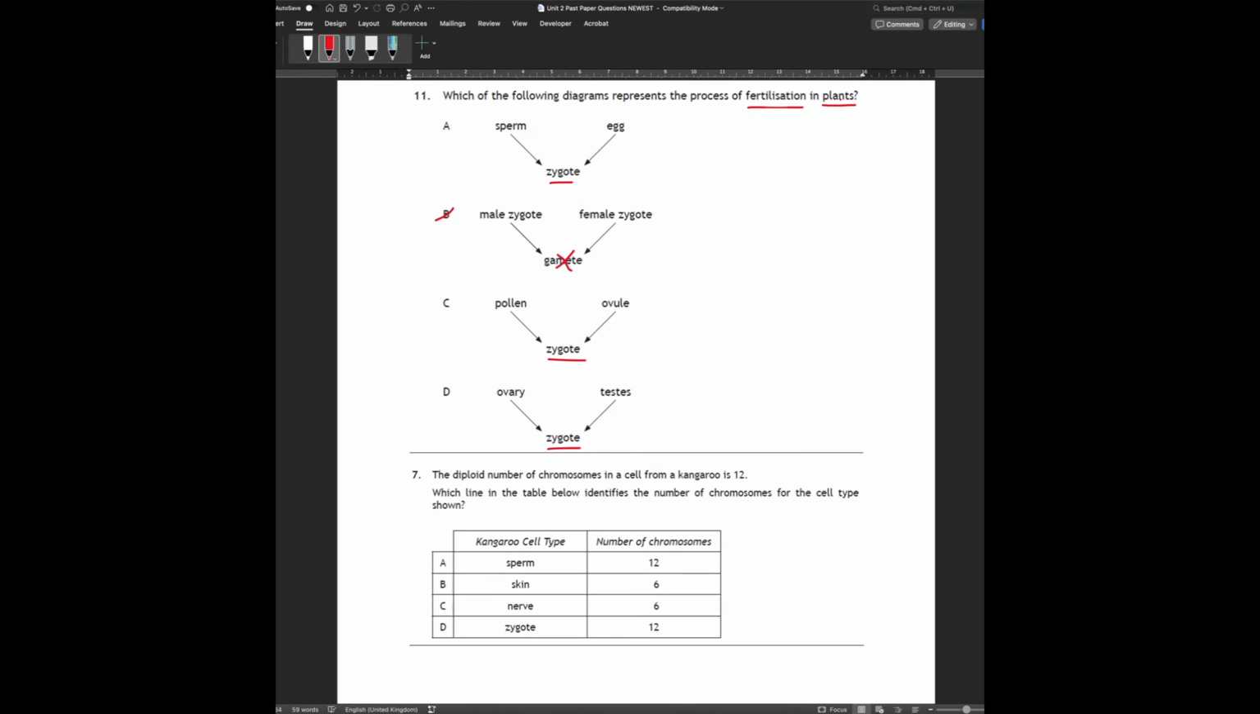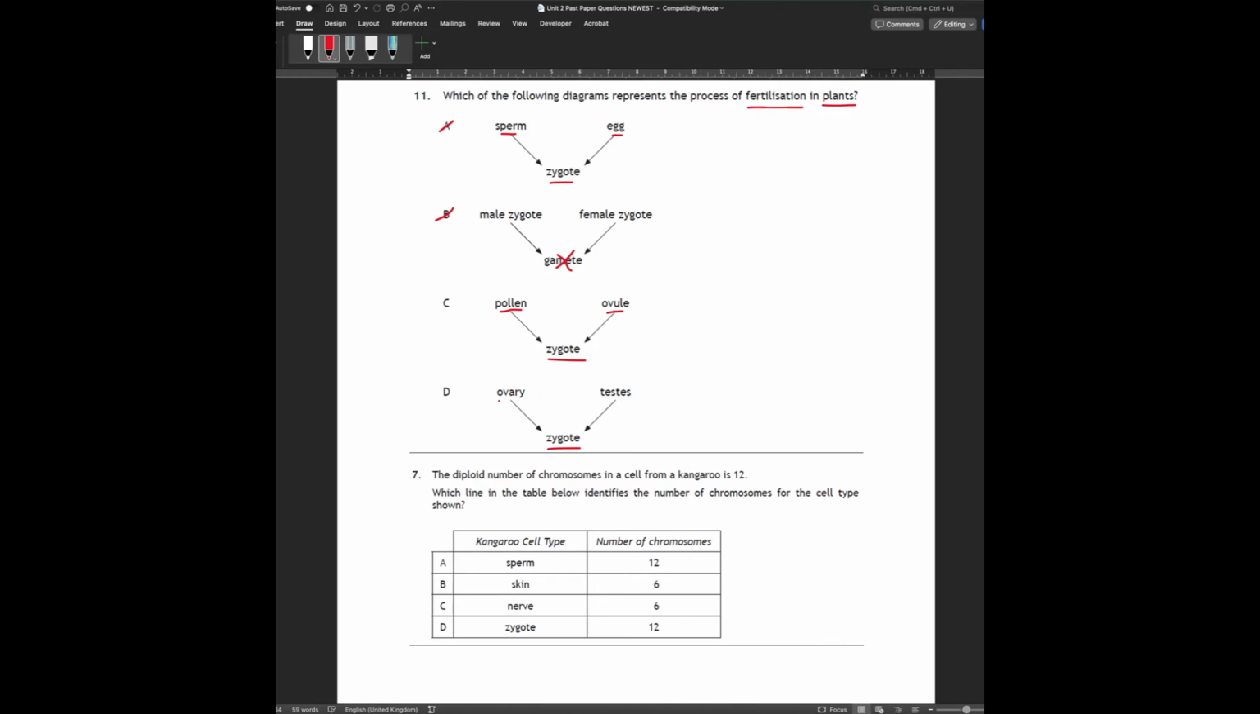Now, the key thing here is in plants, a lot of students will rush to go with A because they see the sperm and the egg fusing together to form a zygote. If this question said the process of fertilization in animals, then A would be correct, but because it says plants, A is incorrect. We go down to C here, we've got pollen, that's a gamete in plants, and we've got the ovule, also a gamete in plants, and they form a zygote. That looks right to me, but again, we'll always check all the options.